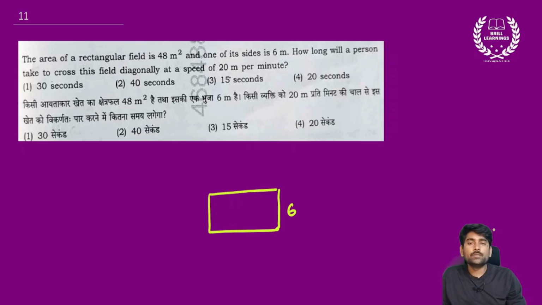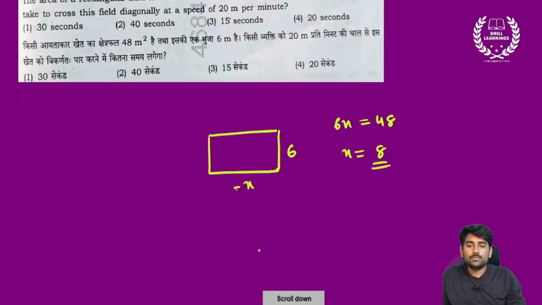That means length into breadth. Treat the other value, length, as x. 6x is equal to 48 meters square. x is equal to 8 here. Okay. This x value is 8 now.